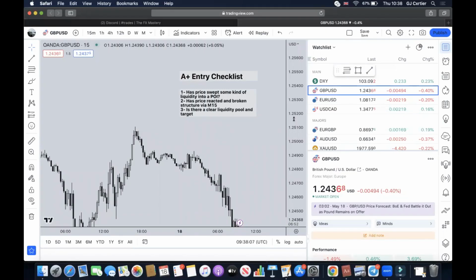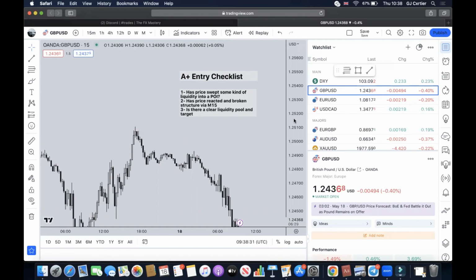In this video, we are going to be talking about an A plus ICT concept strategy that requires us to know daily bias. So let's say you have some previous knowledge of some ICT concepts. You know what liquidity is, you know what structure is, and you know what a liquidity pool is. They're the three things that you need to know. If you have any confusion about some of these things, I do have videos on my channel explaining them in more detail.